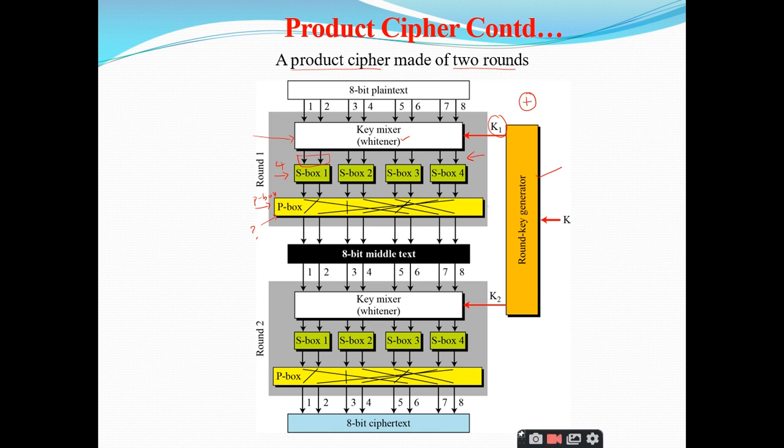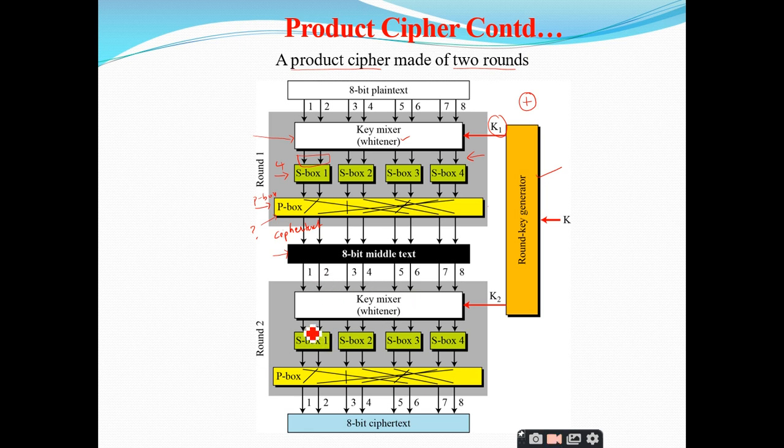Straight P boxes. Super, right? It is a straight P box. Why? Because we have 8 inputs and 8 outputs. So after this round 1, you can see here that 8 bits of the middle text have been generated. So this is also one ciphertext, intermediate ciphertext. We can call it intermediate ciphertext, or else we can call it 8-bit middle text.